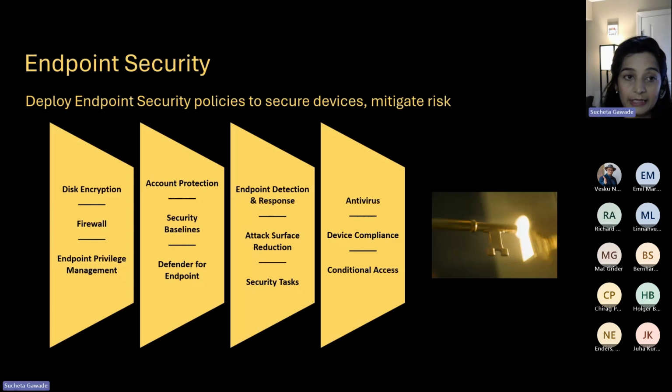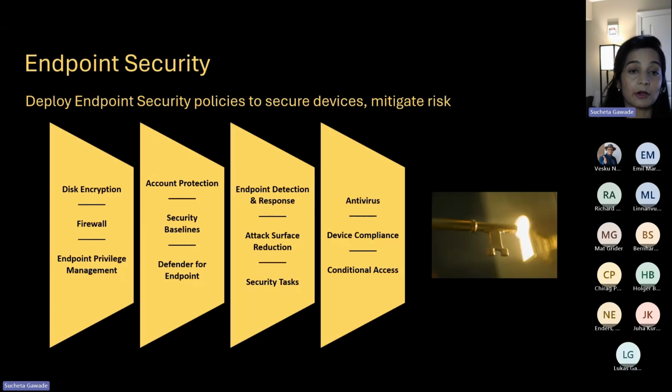Starting with disk encryption, it protects data at rest using built-in encryption methods. We have BitLocker for Windows and we have FileVault for macOS. You can control both these settings through Intune. You can configure policies to automatically encrypt such devices as well. Next, we have firewall. You can configure Windows or macOS devices' built-in firewall settings to protect network integrity and block malicious traffic.